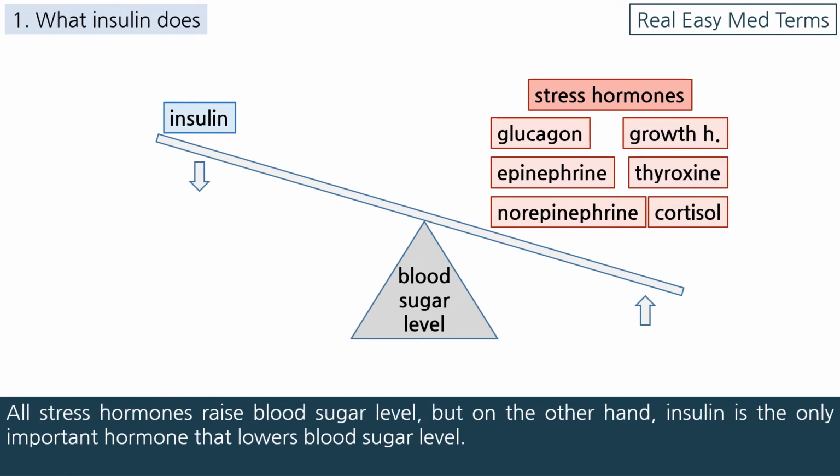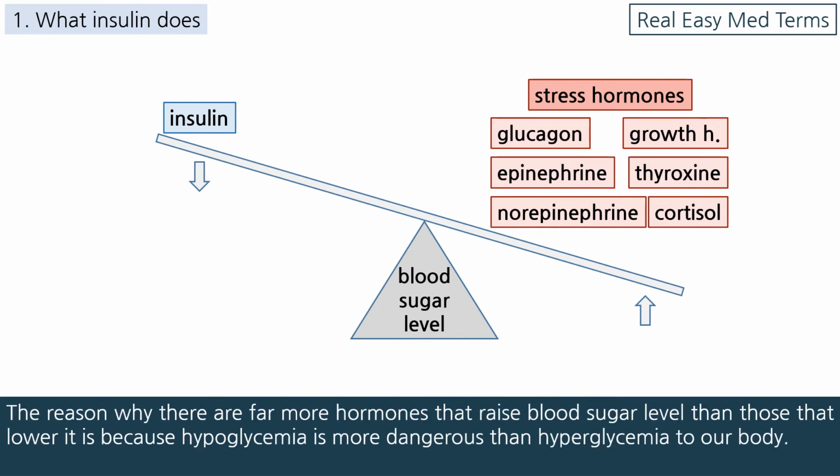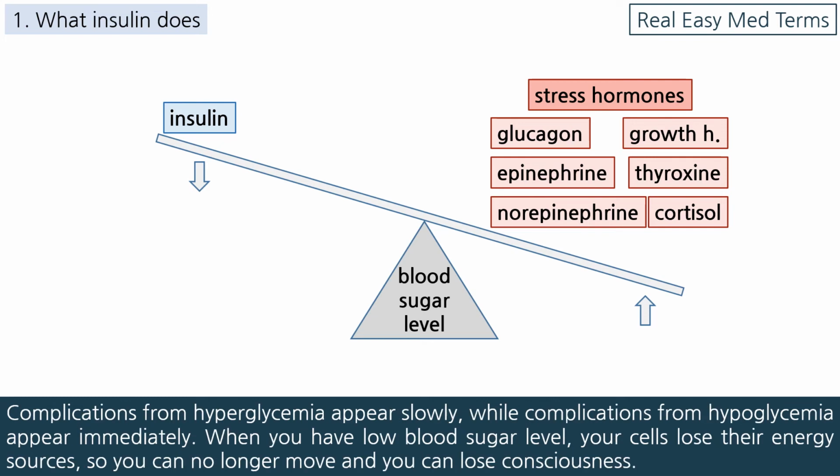All stress hormones raise blood sugar level, but on the other hand, insulin is the only important hormone that lowers blood sugar level. The reason why there are far more hormones that raise blood sugar level than those that lower it is because hypoglycemia is more dangerous than hyperglycemia to our body. Complications from hyperglycemia appear slowly, while complications from hypoglycemia appear immediately.